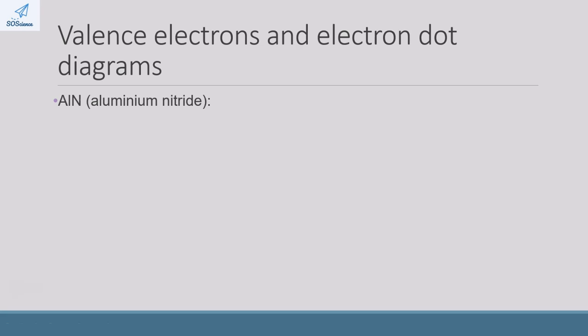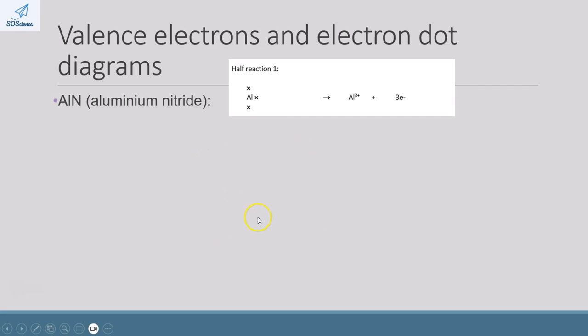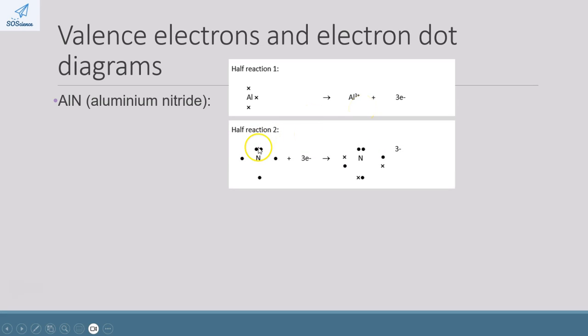Let's do this for aluminium nitride. The first half reaction, well, we've got aluminium. Aluminium has 3 valence electrons. Aluminium wants to give away those 3 electrons, and it forms the ion Al3+. The nitrogen atom has got 5 valence electrons. Therefore, it wants to gain 3 electrons to become 3-.